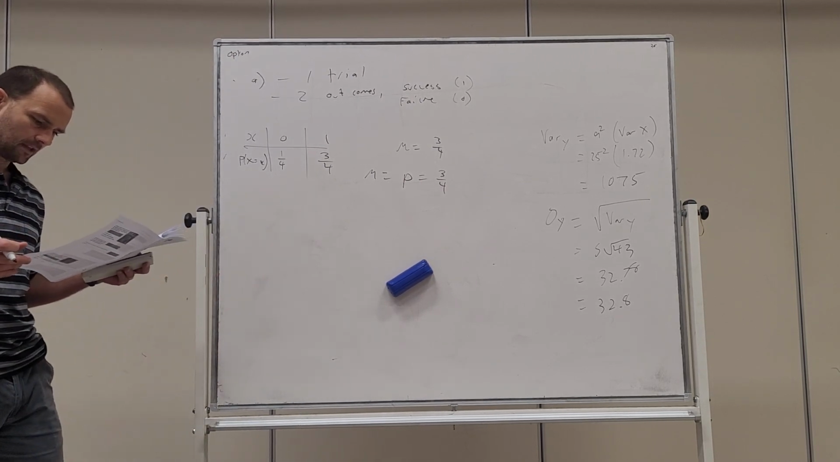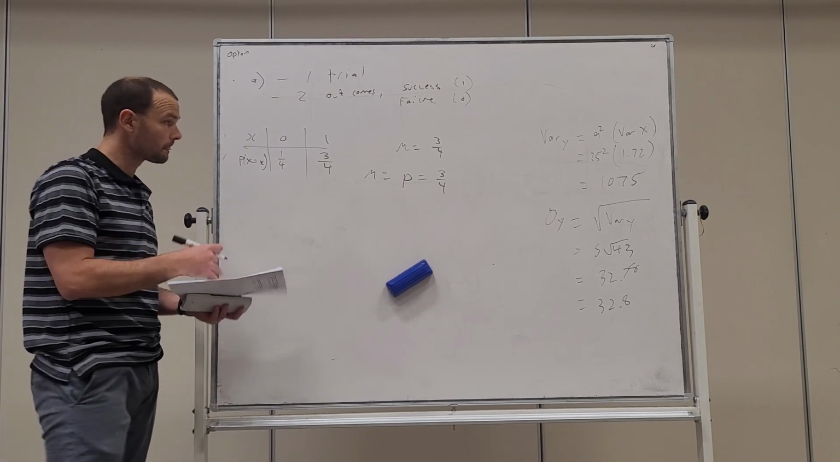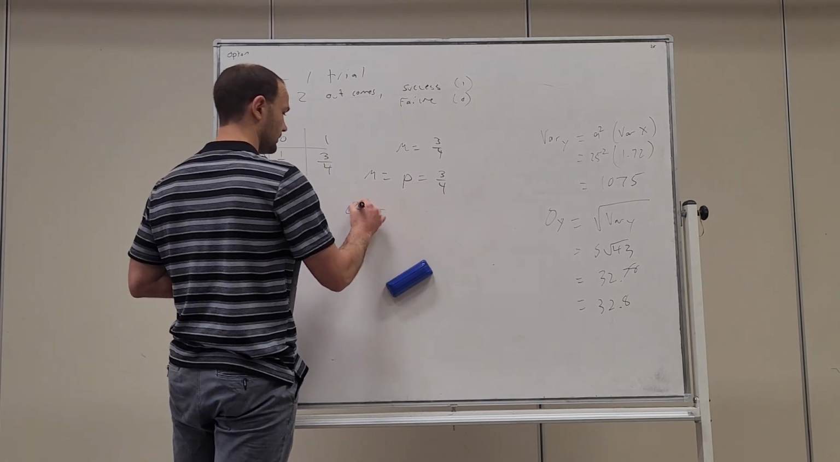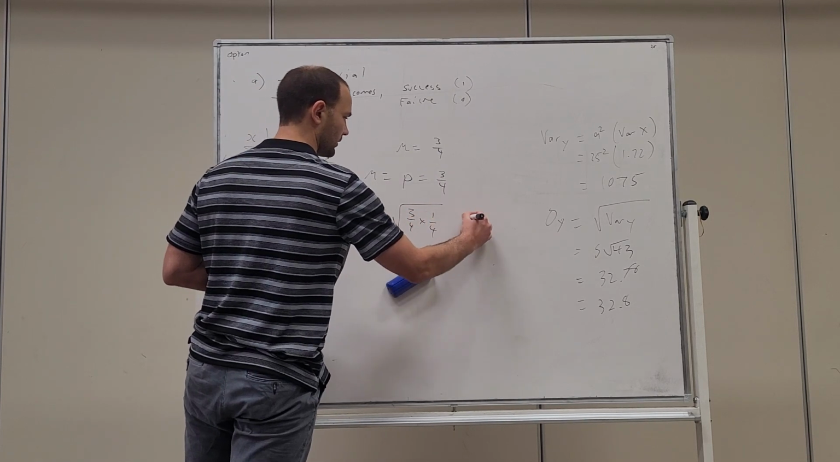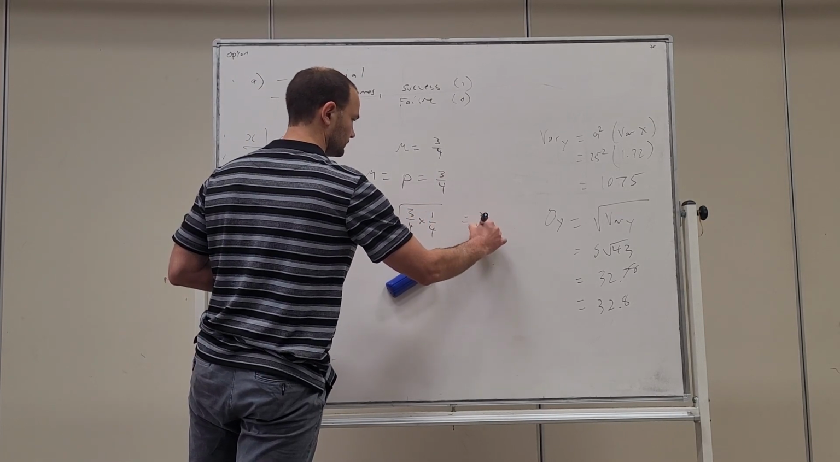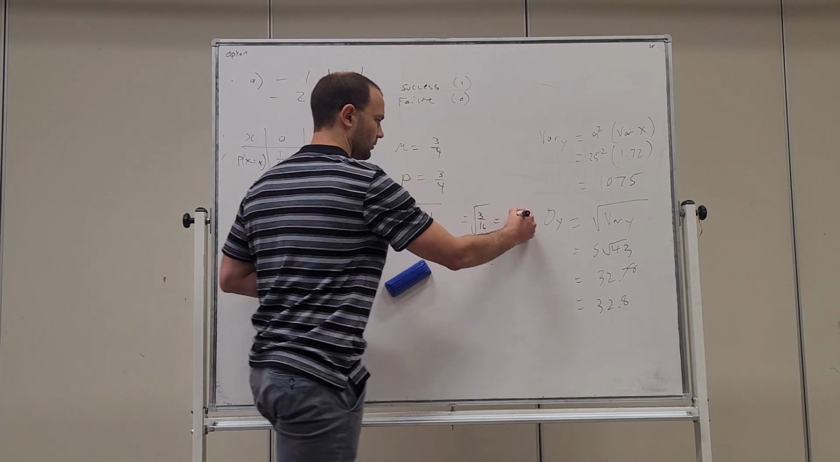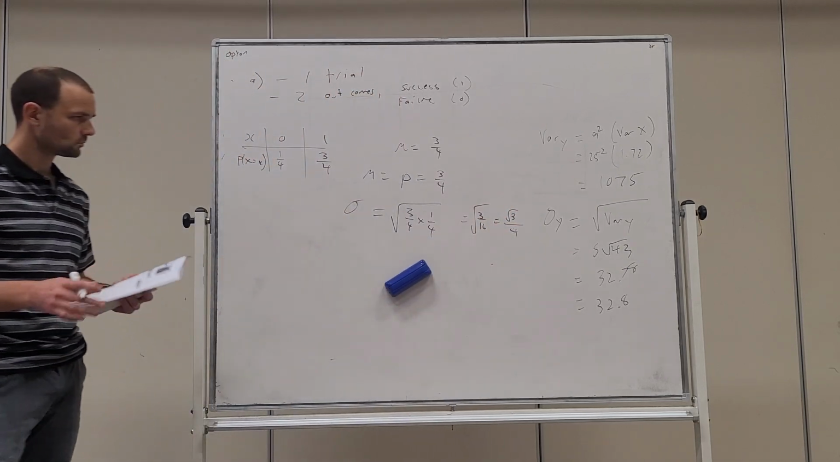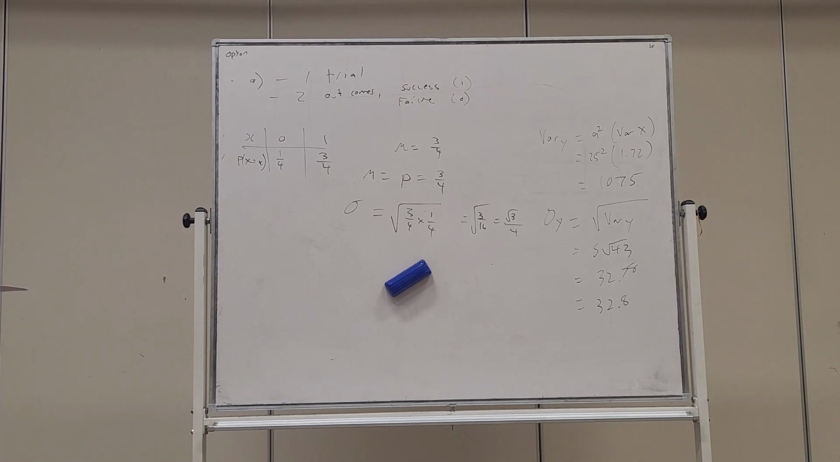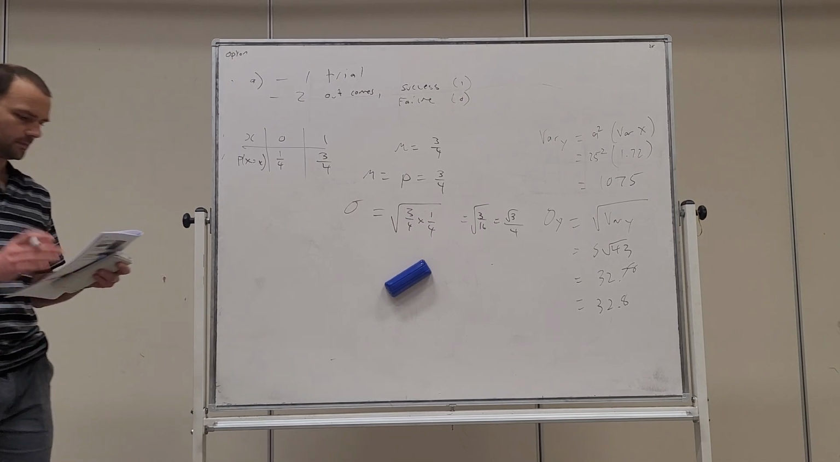Square root of p times q. Alright, so that's going to be the square root of 3 on 4 times 1 on 4, square root of 3 on 16, root 3 on 4. Alright, so that's 5, and then on to number 6, beautiful.